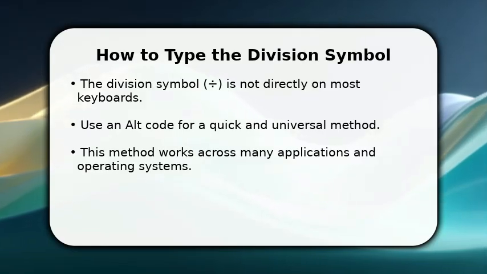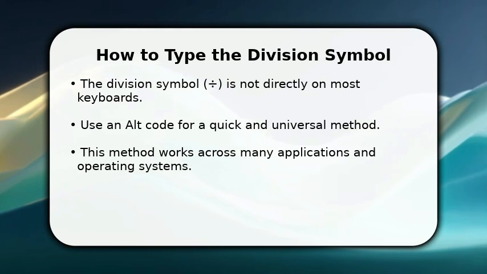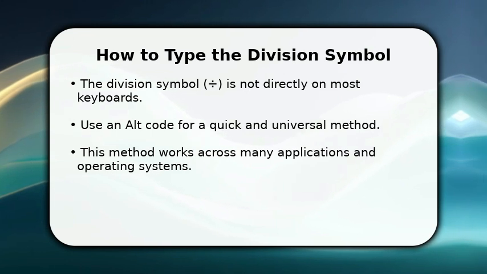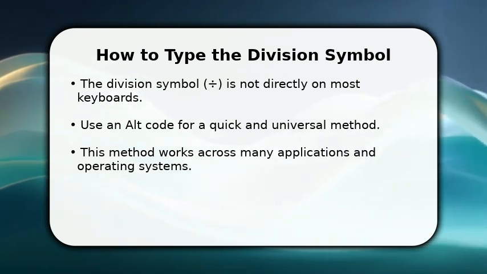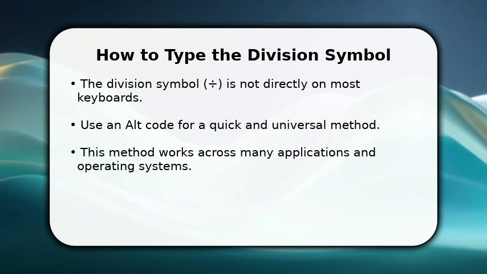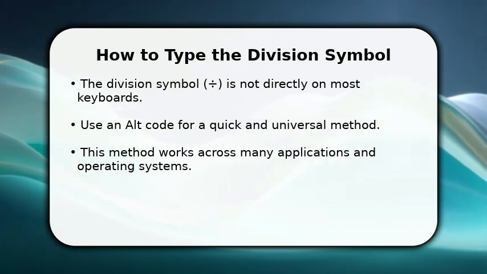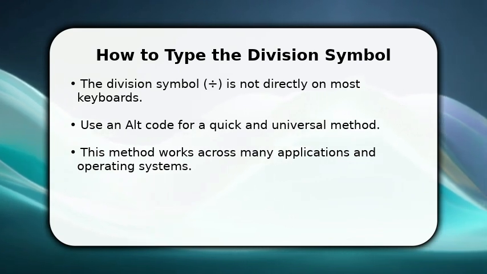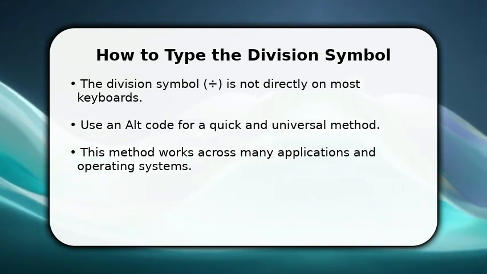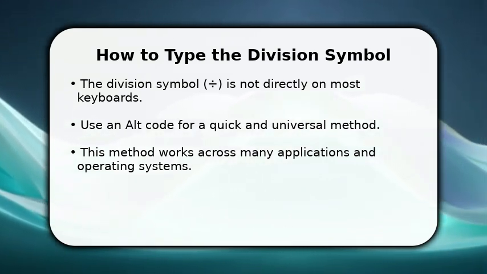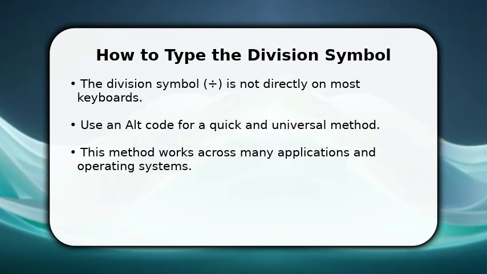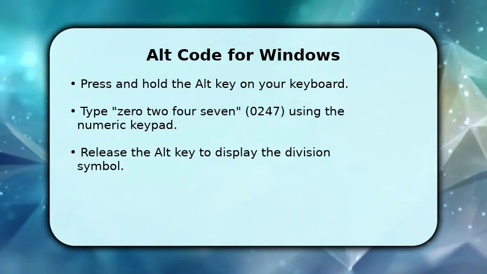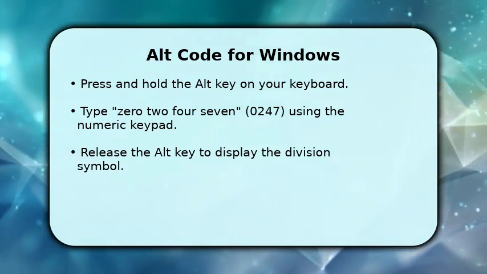In this video, I will show how to make the division symbol on your keyboard. The division symbol, often represented as a horizontal line with a dot above and below, isn't usually found as a dedicated key. However, there are simple ways to type it using your keyboard's numeric keypad. This method is quite universal and works in most text editors and word processors, making it a handy trick to remember for various tasks. For Windows users, the most common and reliable method involves using an Alt code.